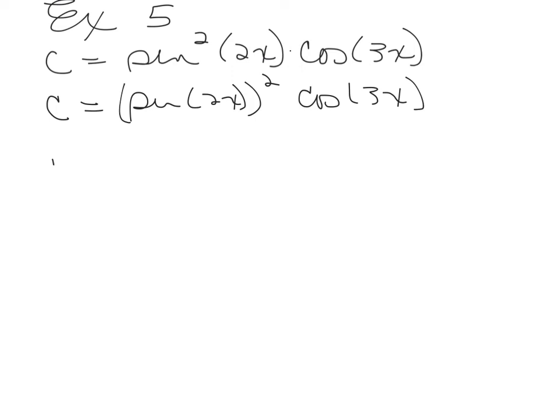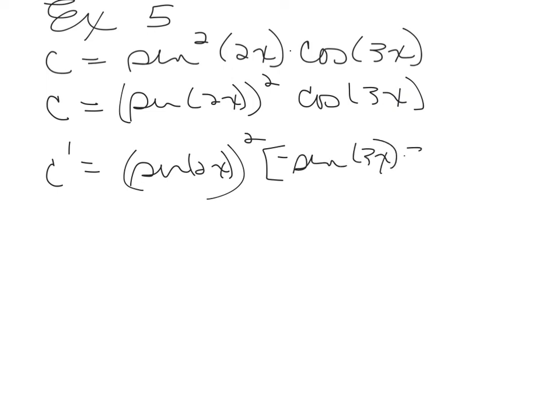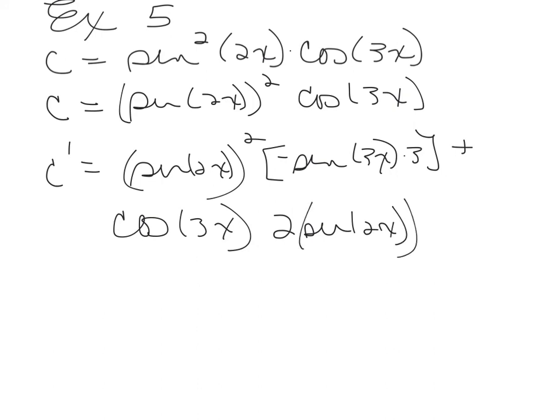Okay, let's use our rule. C prime equals left, so sine 2x whole thing squared, d right, that's going to be negative sine 3x times 3, plus right, so that's going to be cosine 3x, d left, which will be 2 sine 2x, now all that's to the first power, times the derivative of sine 2x, which is cosine 2x, times the derivative of 2x, which is 2.